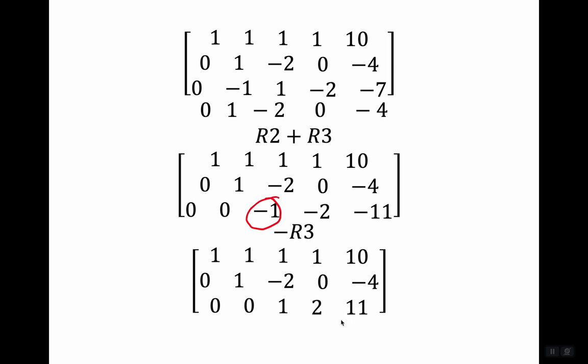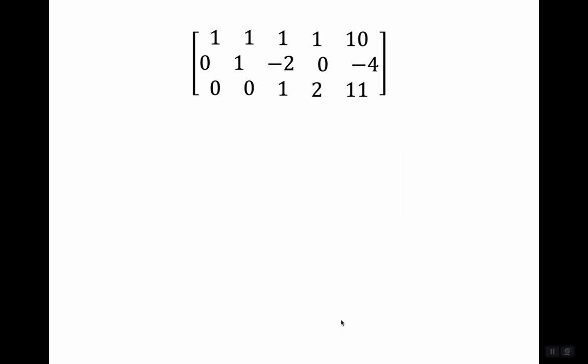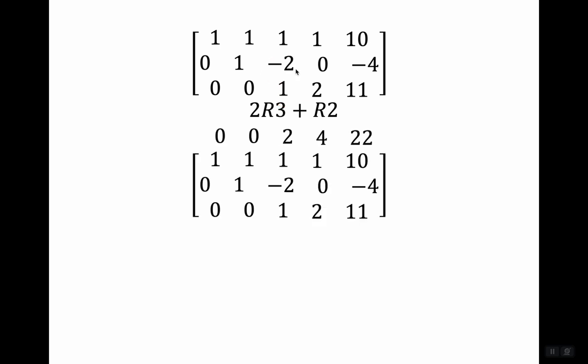Okay, this matrix is now in row echelon form. We're not done yet, though. We really want it to be in reduced row echelon form. So let's use this one to kill off the entries above it. We're going to use it to kill off that 2. So multiply row 3 by 2 and add it to row 2. This is row 3 multiplied by 2: 0, 0, 2, 4, 22. Add that to row 2, and notice what we'll end up with.